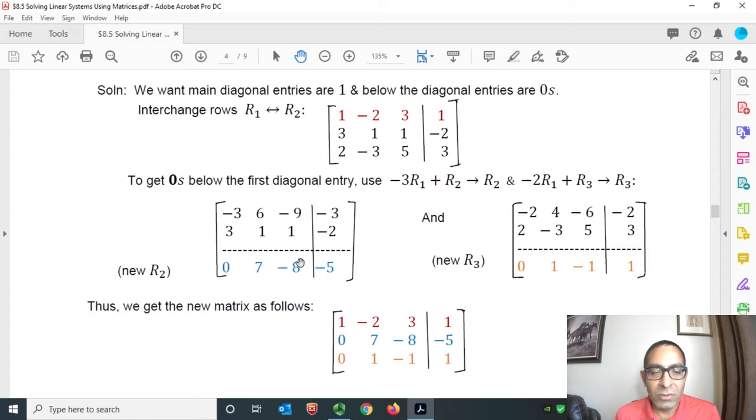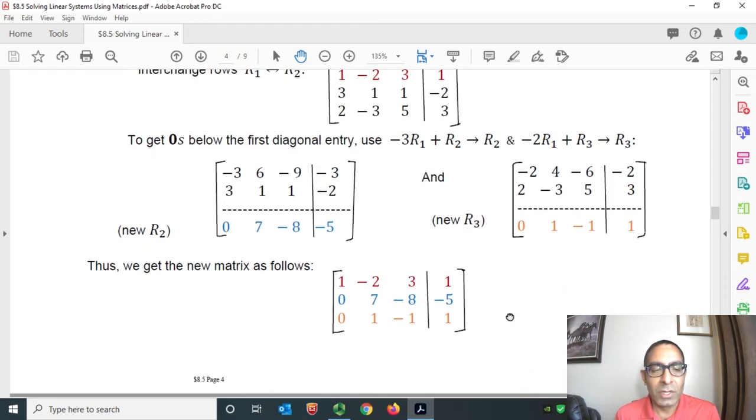This is our new row 2. Our row 1, we didn't do anything. We just copy the same here. So the new matrix has the same row 1, from here. I use a different color so that it's easier for you to follow the steps here.